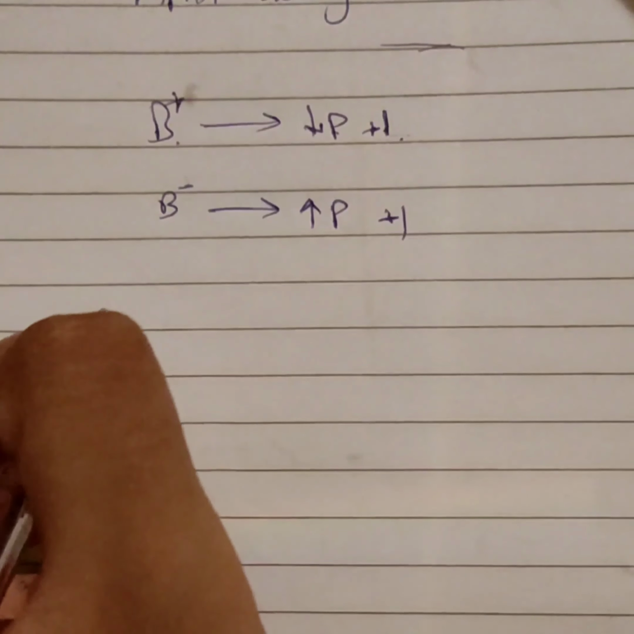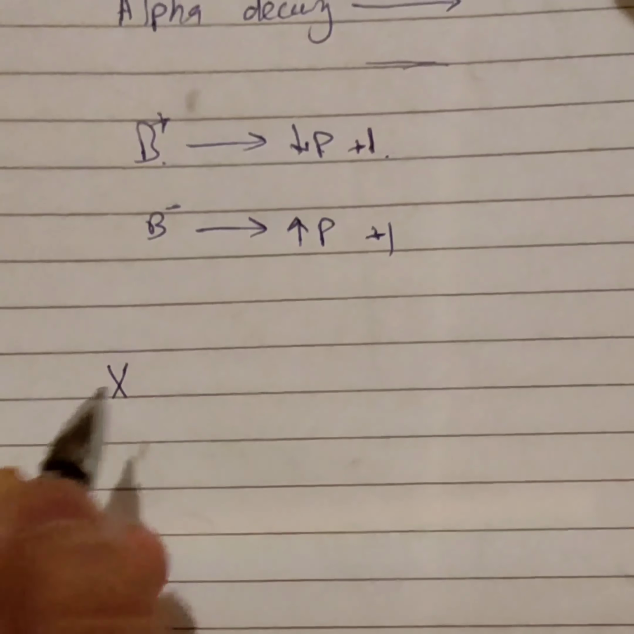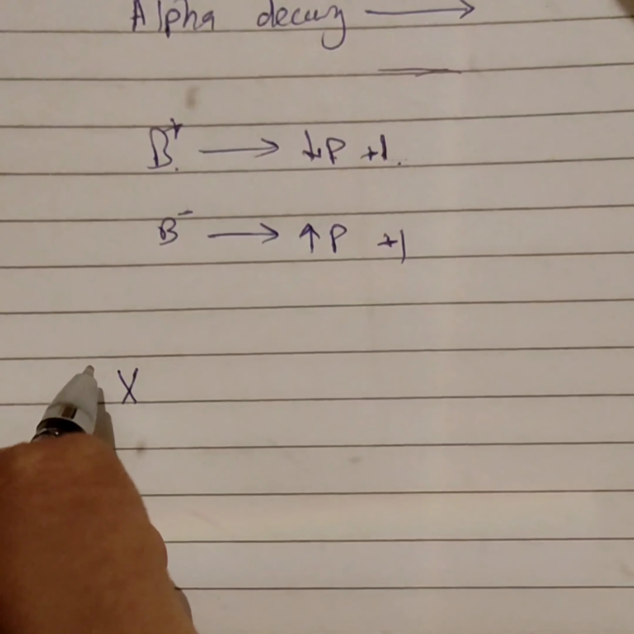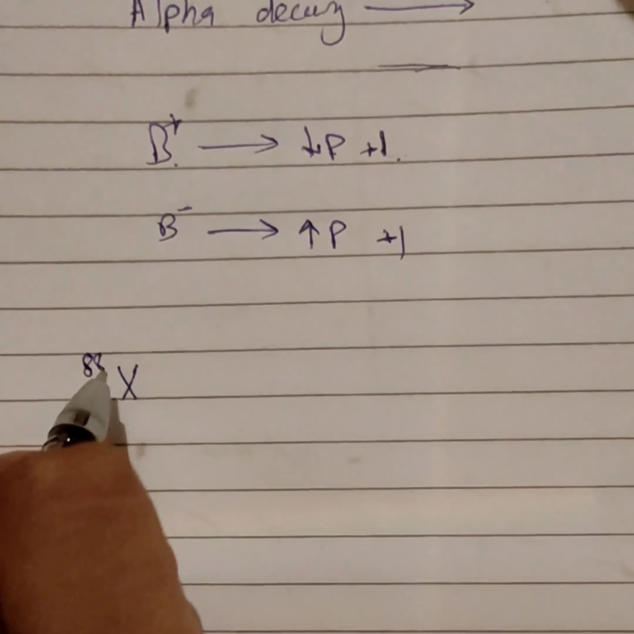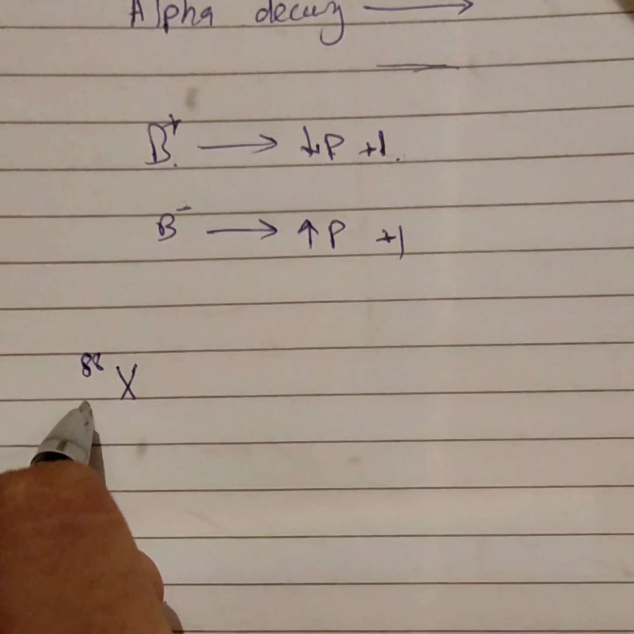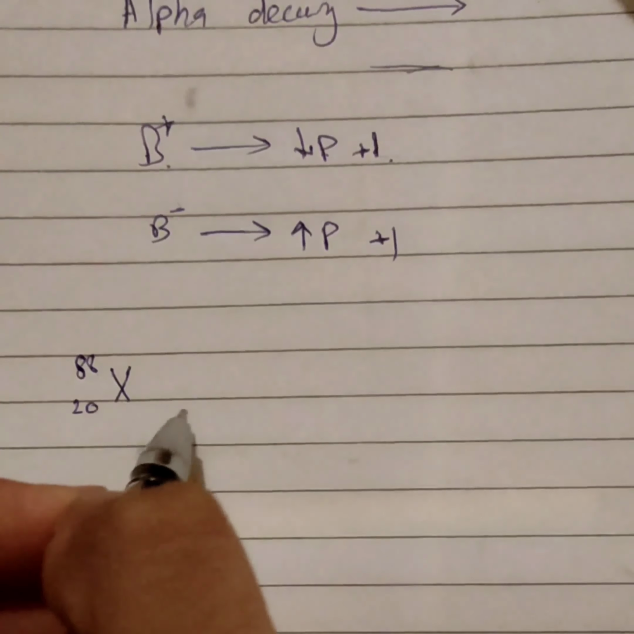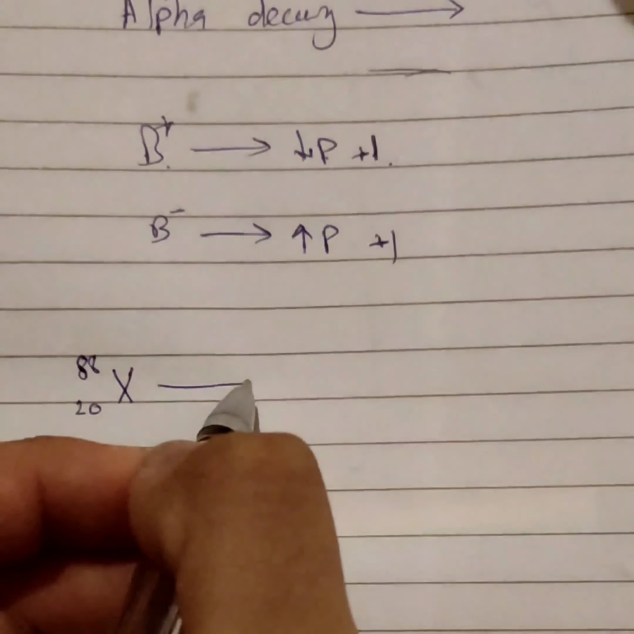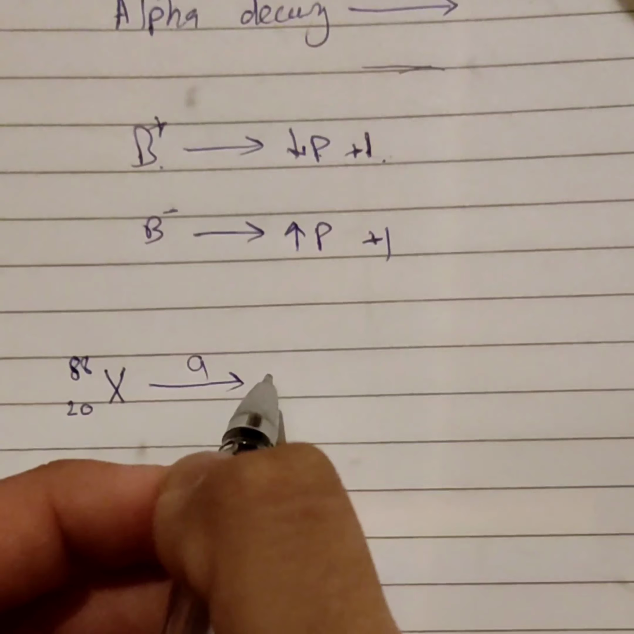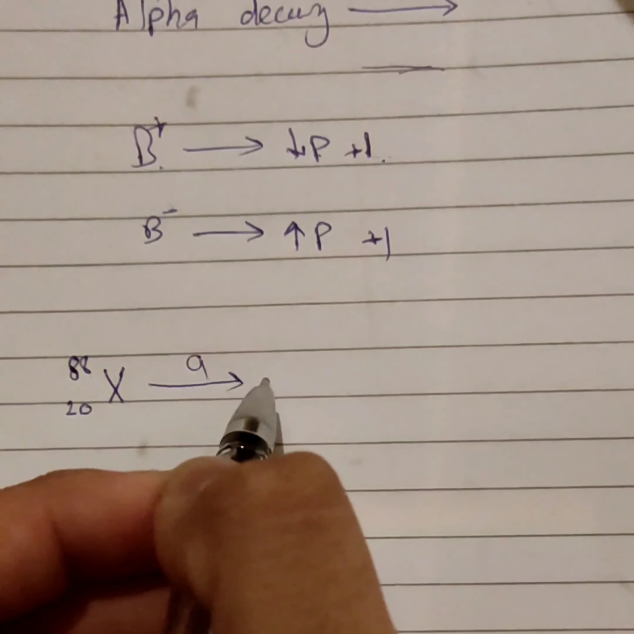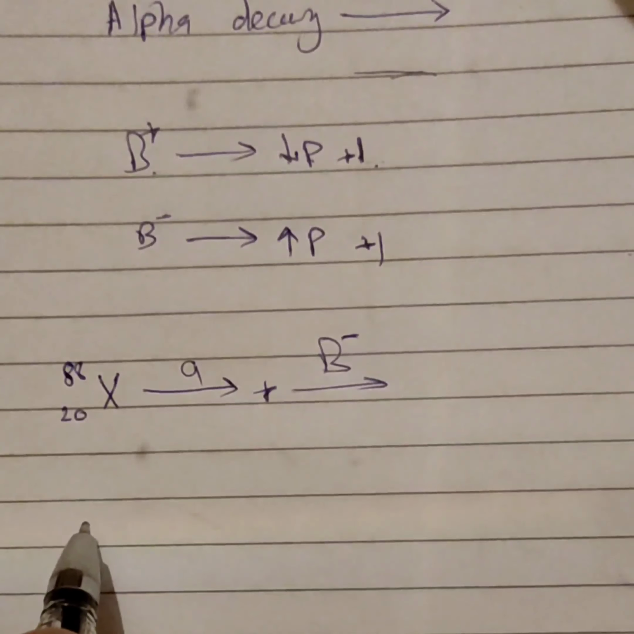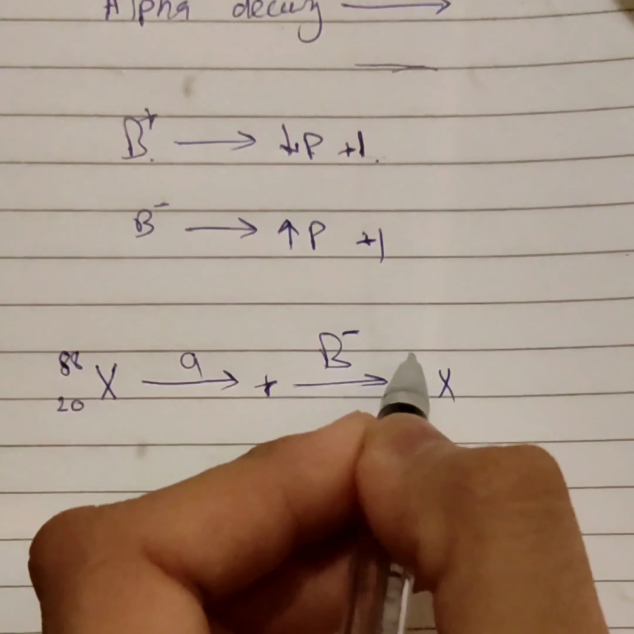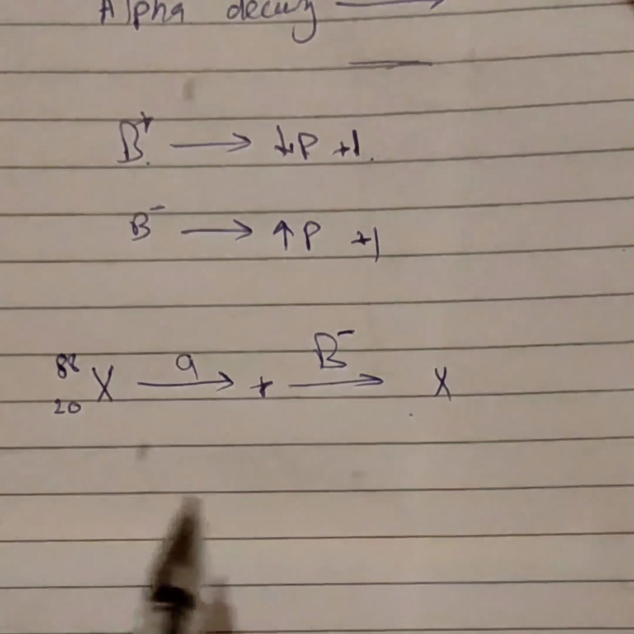So let's say that we have this unknown particle X that has a mass number of 88 and a proton number of 20. And the question says that it undergoes alpha decay, plus it undergoes beta negative decay. And what will the final mass and proton number be?